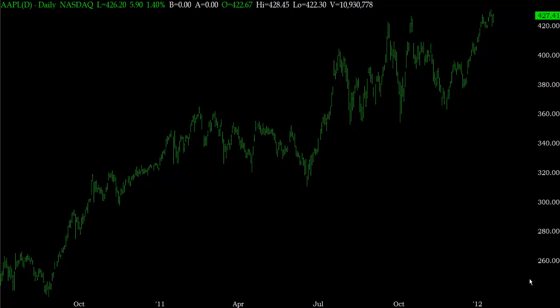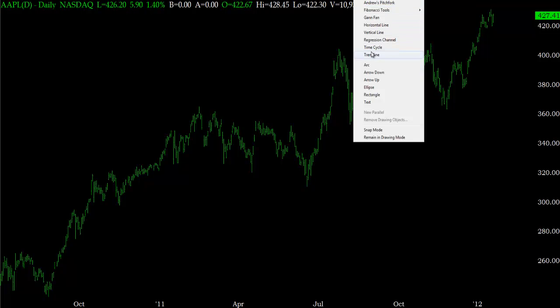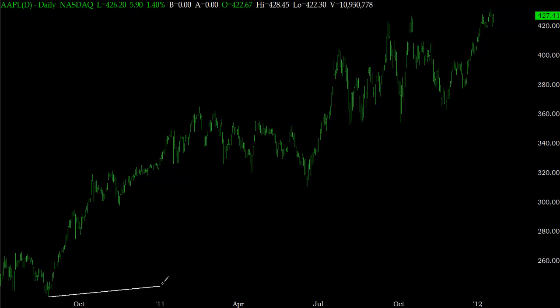This is an example of a classic technical chart pattern on Apple stock. This is the daily time frame. What you can see is, from the later half of 2010 up to early 2011, there was about a $100 a share run up in the price of Apple stock.